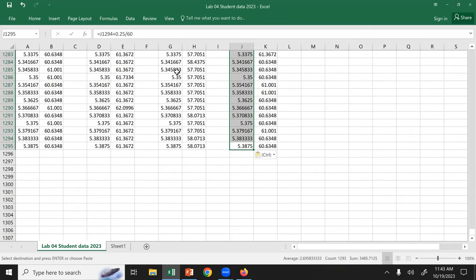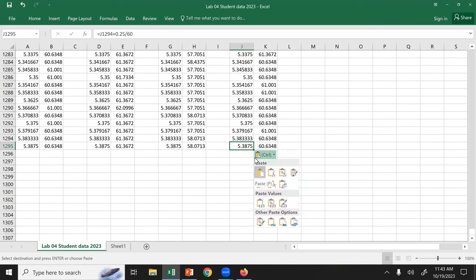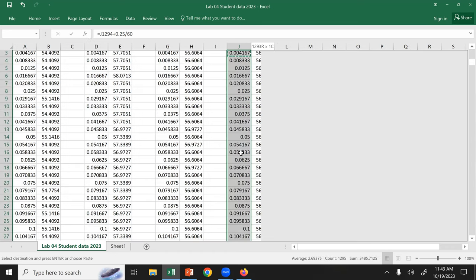Again, keyboard shortcuts to move around, very helpful. Control C and Control V are your copy and paste shortcuts as well. So you train that left pinky to just sit on your Control key, and you can start getting pretty fast. If we copy and paste this over, though, it's going to copy the formula as well. We might not want that.